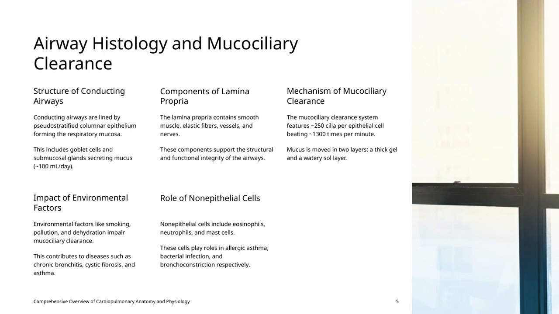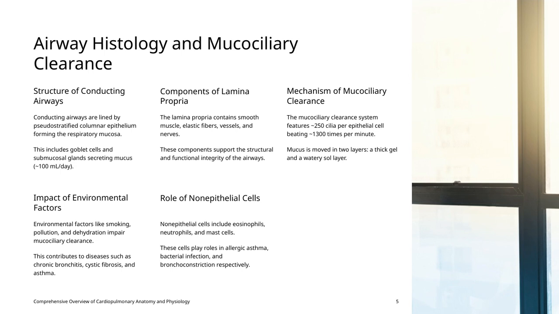The lamina propria underneath contains essential support components like smooth muscle, elastic fibers, blood vessels, and nerves. These elements help maintain the structural integrity of the airways and support their function.